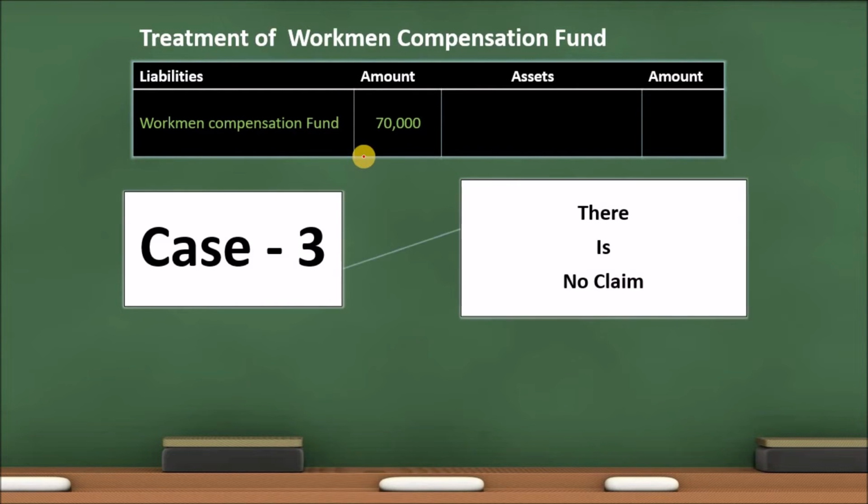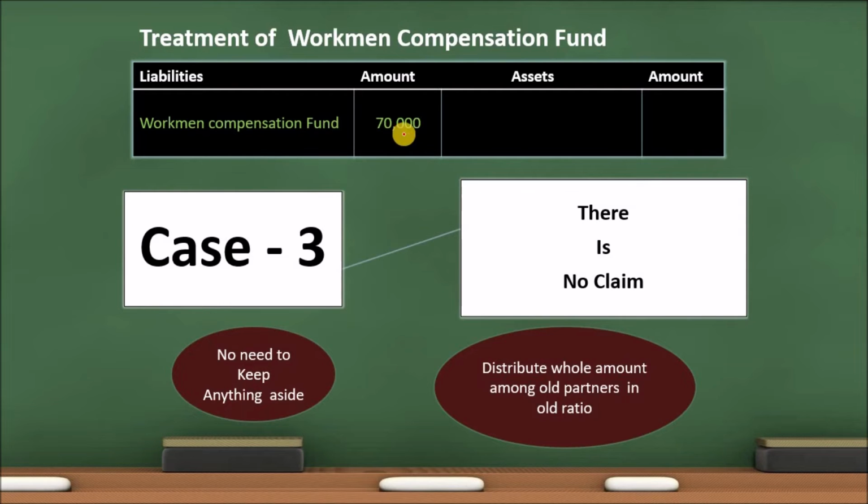Case third is when there is no claim. It may happen that there is no accident and there is no claim on account of workmen compensation. So in this case, before a new partner comes, this fund is distributed among old partners in old ratio. We are not keeping anything aside because there is no claim, and this whole fund amount of 70,000 is distributed among old partners in old ratio.